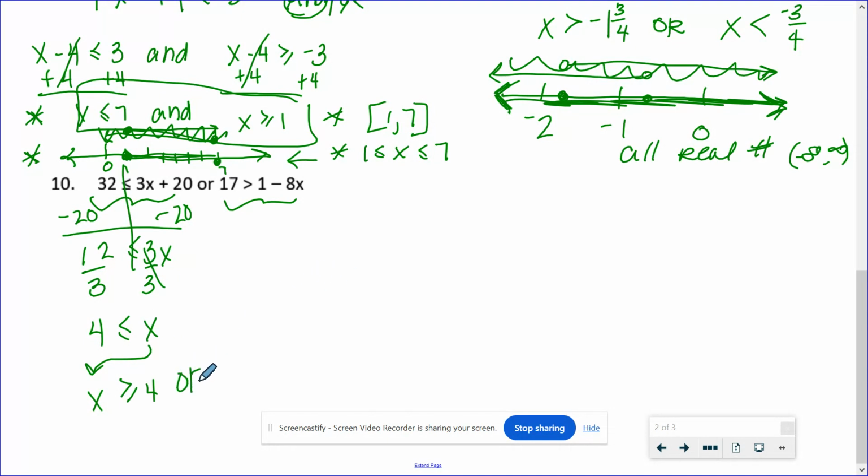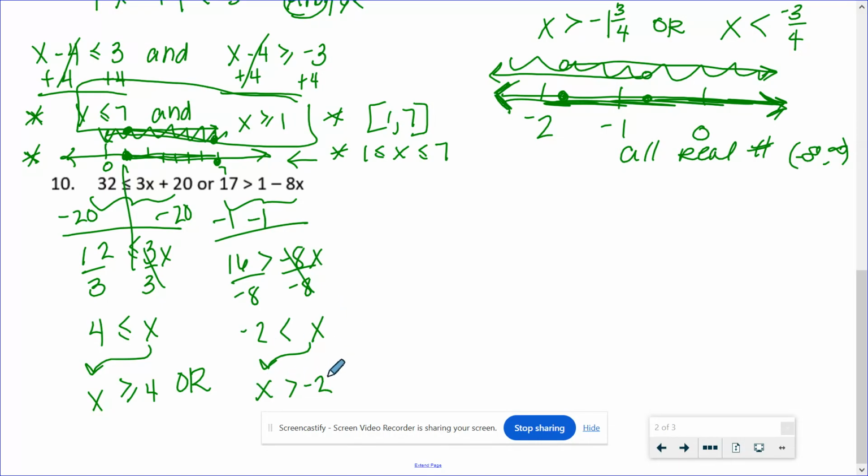So there's one answer. Or minus 1, so 16 is less than negative 8x. Divide both sides by negative 8. So that is going to change my sign, and then I'm actually going to switch my sign again because I want to bring the x over, which actually takes me back to what it looked like in the beginning, but for two different reasons. Okay, so here's my number line. Let's put a negative 2, a 0, and a 4 on here. So x can be everything greater than 4, or x is everything greater than negative 2.